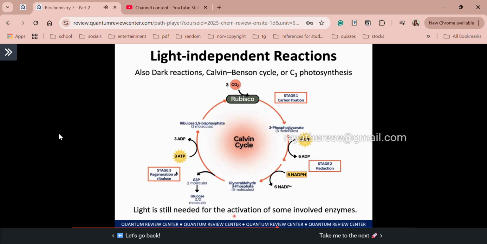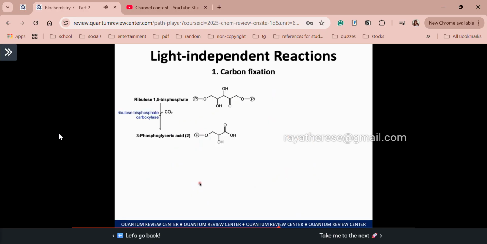Okay class, let's proceed with our three individual reactions in the Calvin cycle. Sir, only three again? Yes, we have carbon fixation in our first reaction, reduction is the second reaction, and lastly, regeneration. Okay, so let's start with our first reaction. Here we incorporate carbon dioxide to our initiator molecule.